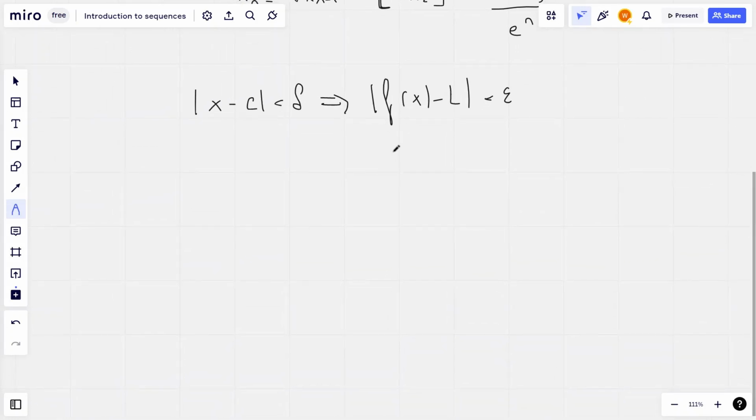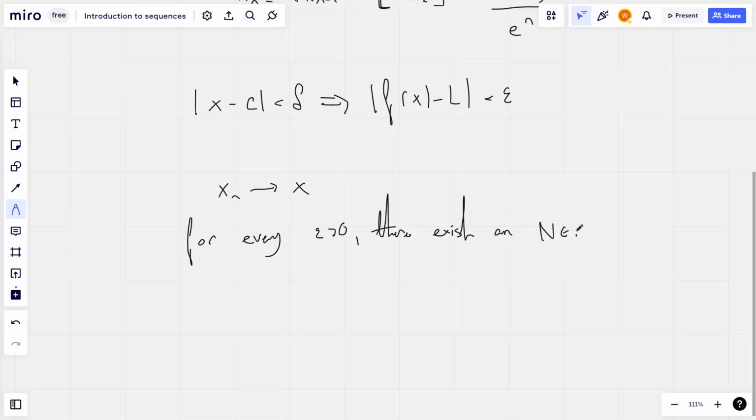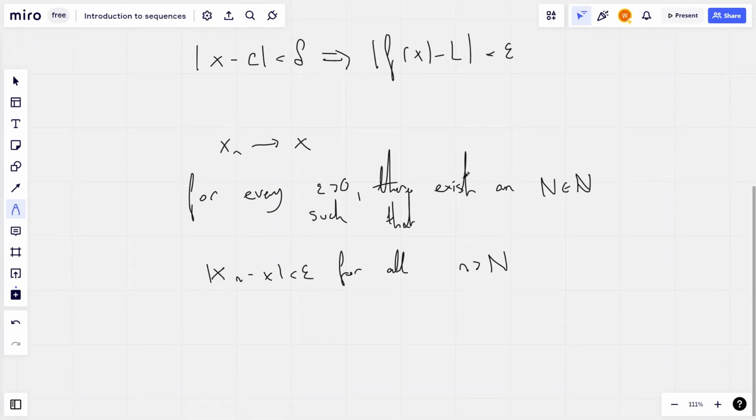We had this before. Now, limits to infinity are very similar in the sense that if, say, xn converges to x, we write that for every epsilon greater than 0, there exists an N in the naturals such that xn minus x is less than epsilon for all n greater than this big N. Okay. You can already see the similarities.